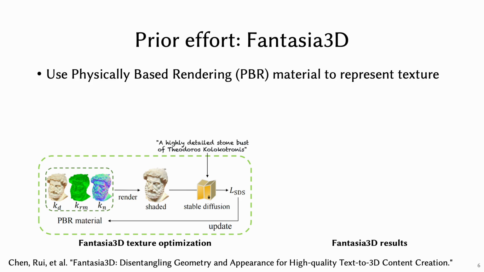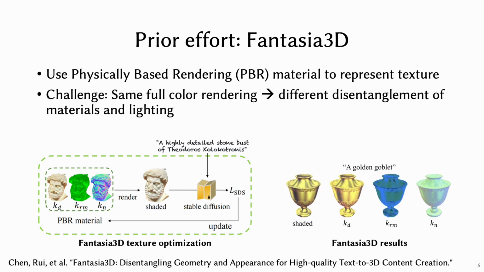As a prior effort towards relightable textures, Fantasia 3D tried to use physically based rendering materials to represent texture instead of only color and apply a score distillation sampling loss. However, due to the inherent ambiguity that the same full-color rendering could correspond to different disentanglements of materials and lighting, Fantasia 3D's result still has a lot of baked lighting in their diffuse component.